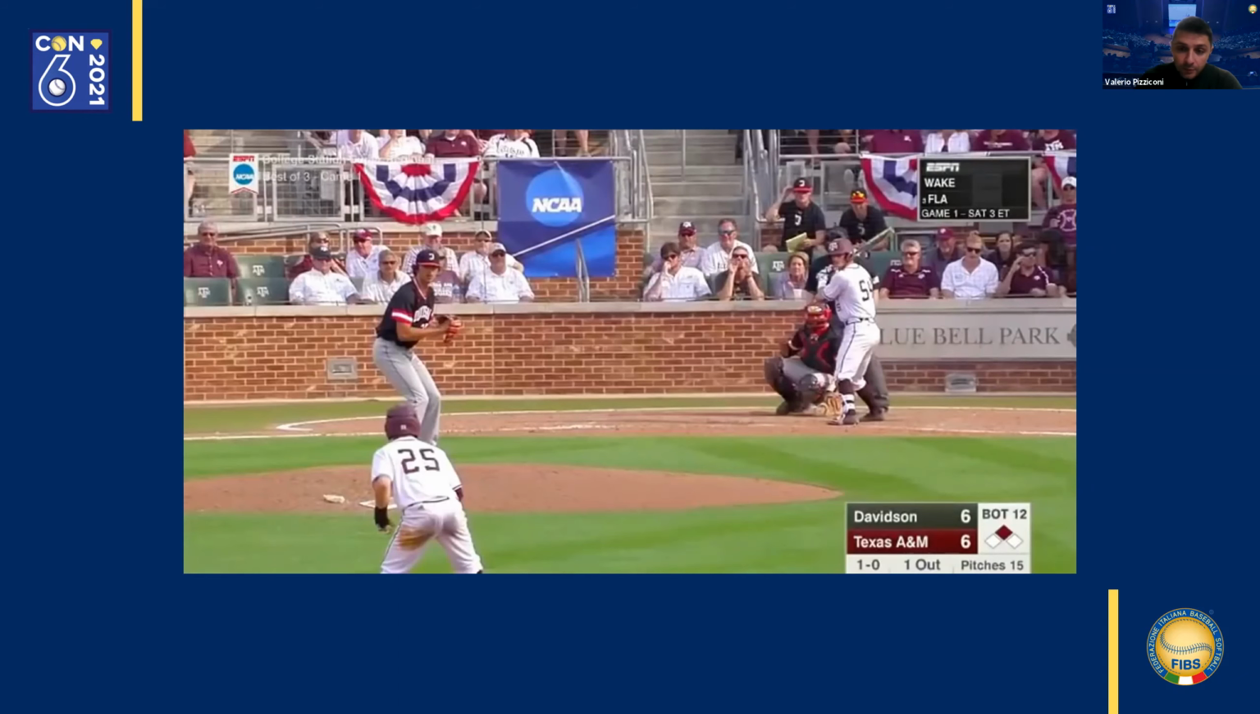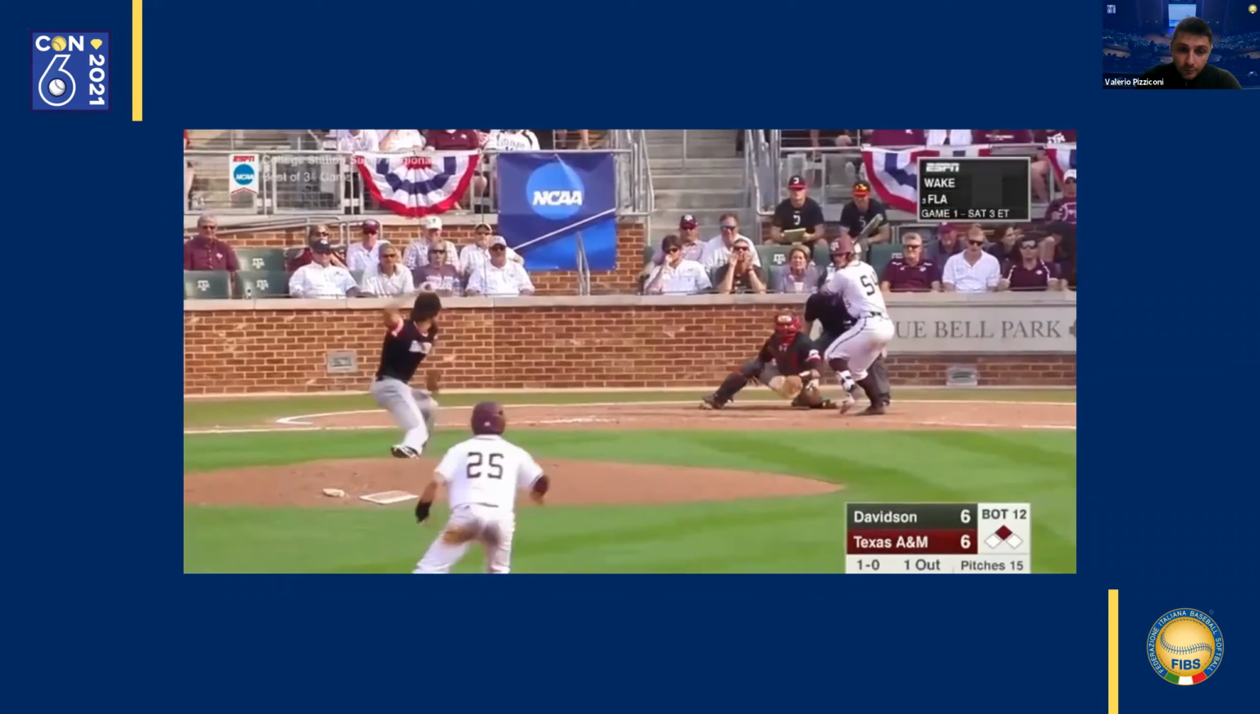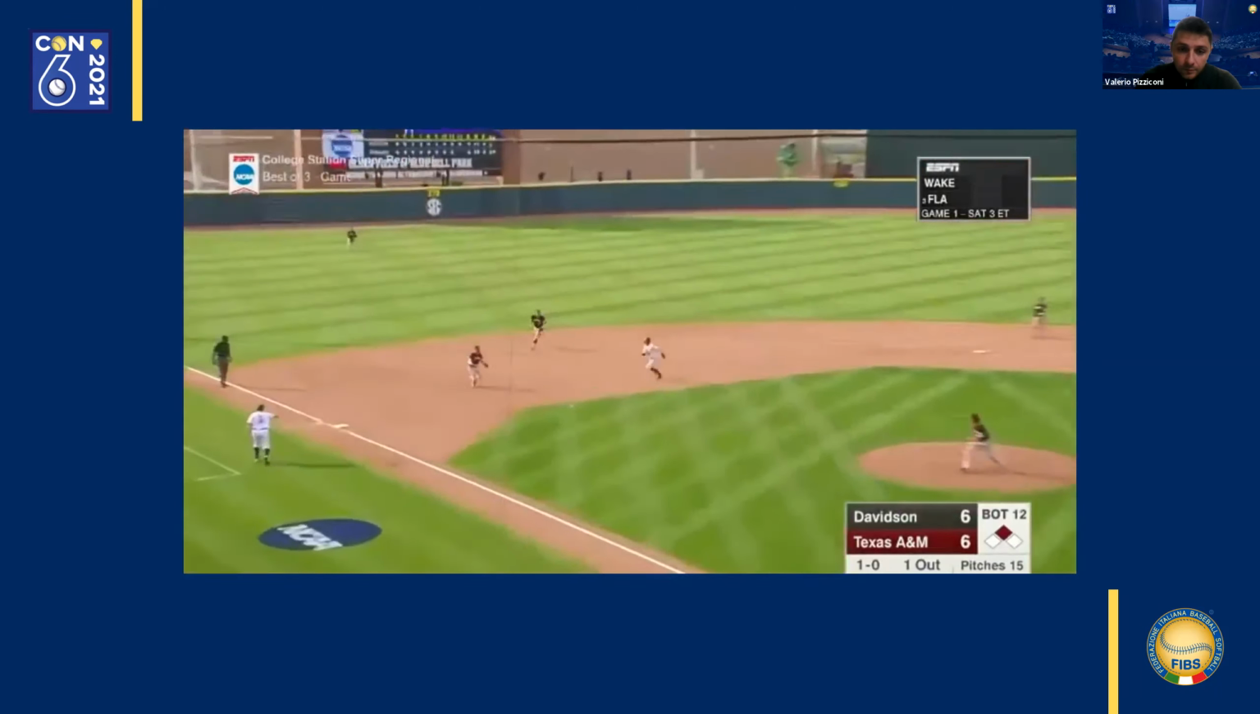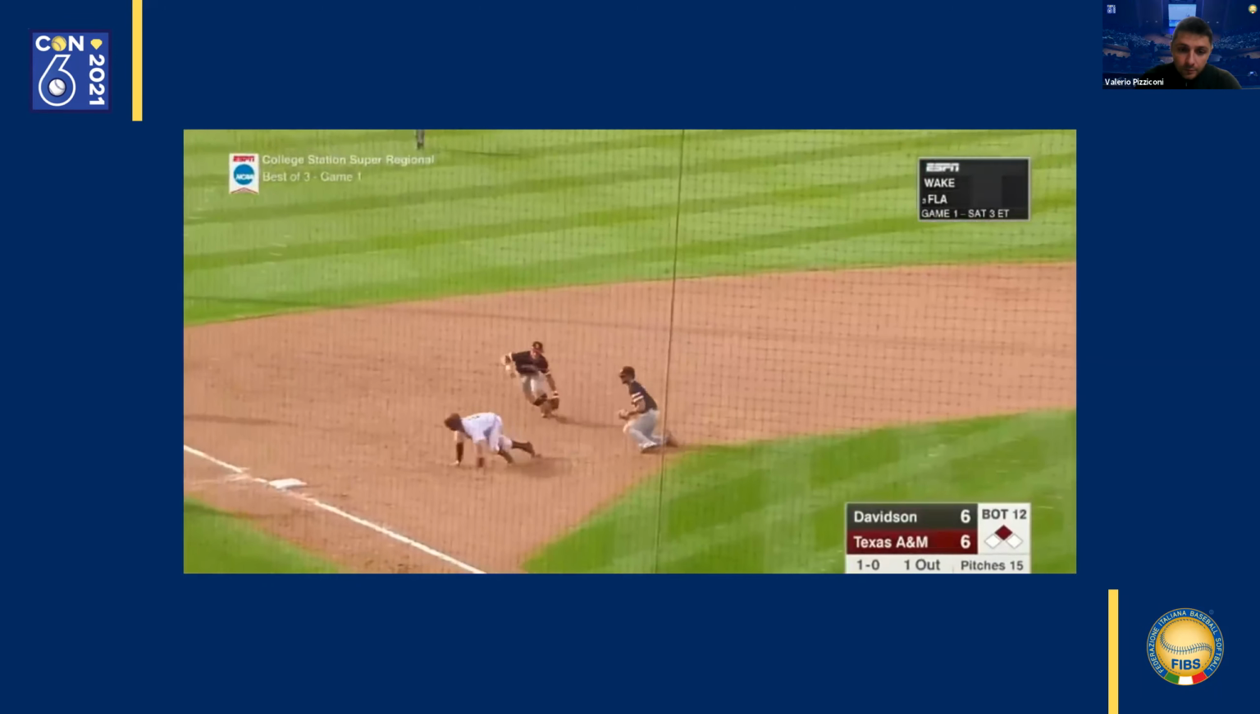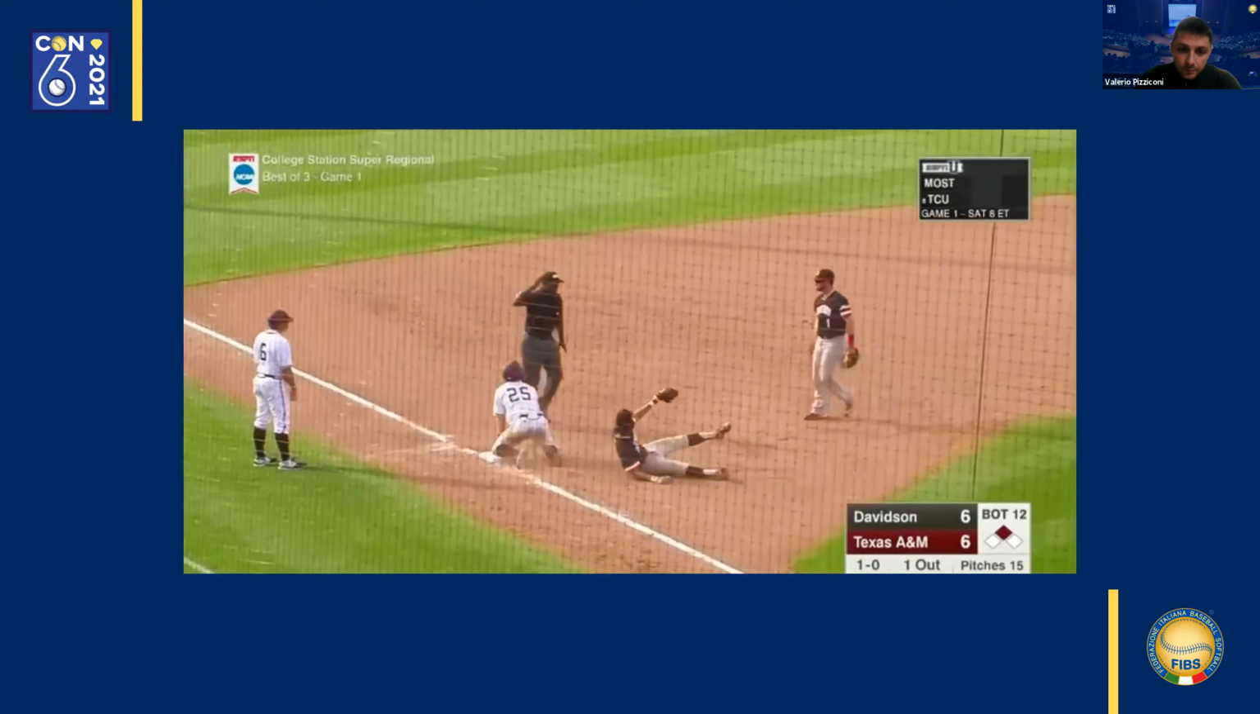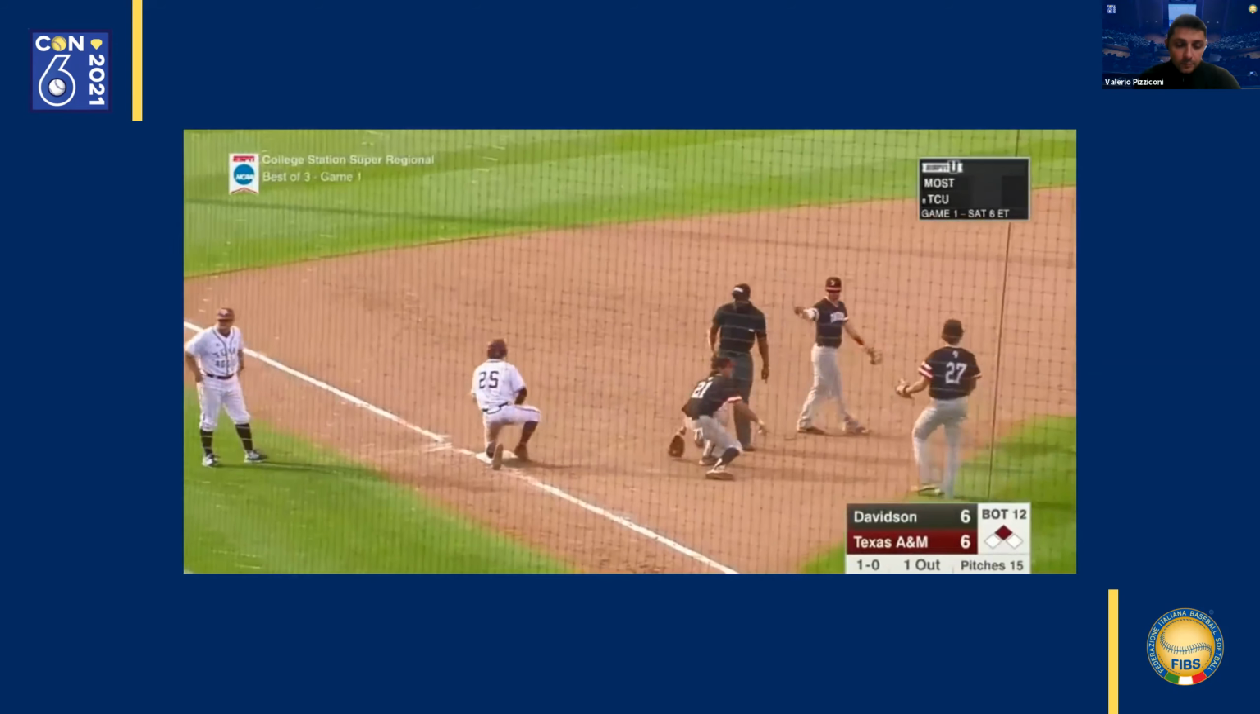Let us watch another example. Tapper to the left side. A guard! A collision! A tag! And the third base umpire is going to call the runner out.